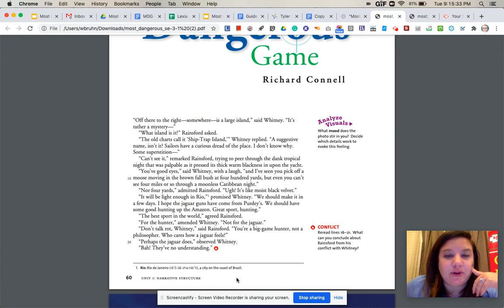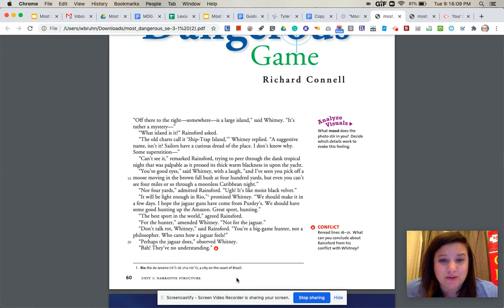Off to the right there somewhere is a large island, said Whitney. It's rather a mystery. What island is it? Rainsford asked. The old charts call it Ship Trap Island, Whitney replied. A suggestive name, isn't it? Sailors have a curious dread of the place. I don't know why. Some superstition. I can't see it, remarked Rainsford, trying to peer through the dank tropical night that was palpable as it pressed its thick, warm blackness in upon the yacht. You've good eyes, said Whitney with a laugh, and I've seen you pick off a moose moving in the brown fall bush at 400 yards, but even you can't see 4 miles or so through a moonless Caribbean night.